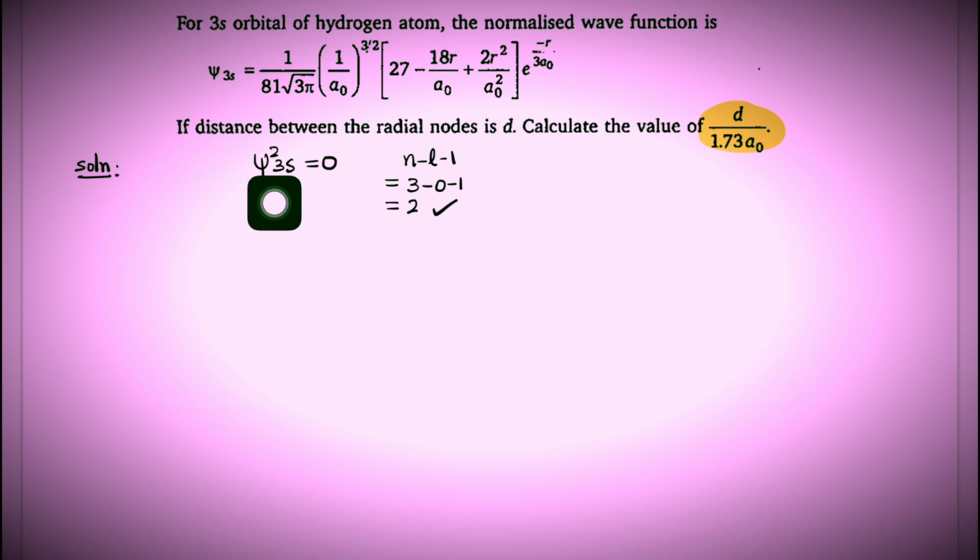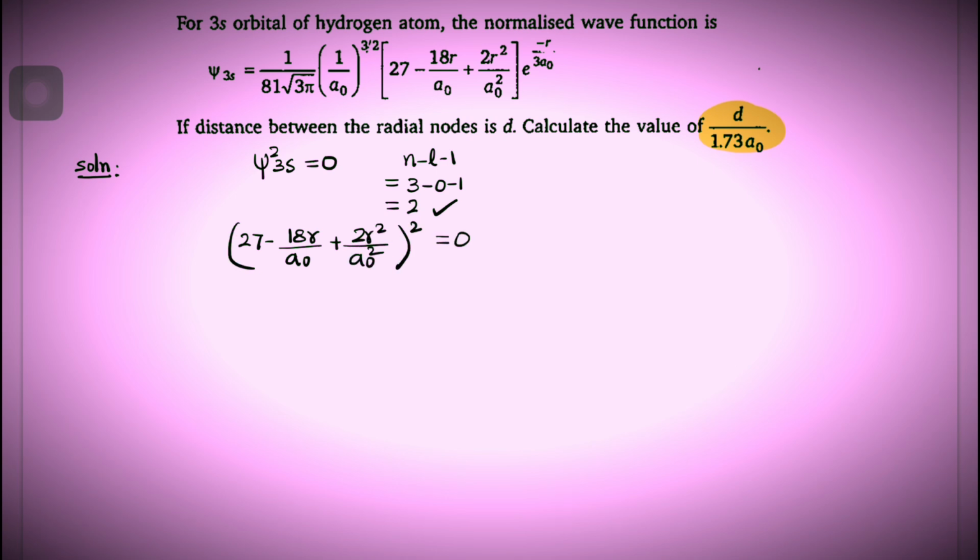So let's figure this out. When we square this wave function, these other terms are positive, so basically only this term is going to be 0, because these all are positives. So directly we can write that (27 minus 18 r by a naught plus 2 r square by a naught square) whole square equal to 0. If this term is 0, the whole expression will be 0.